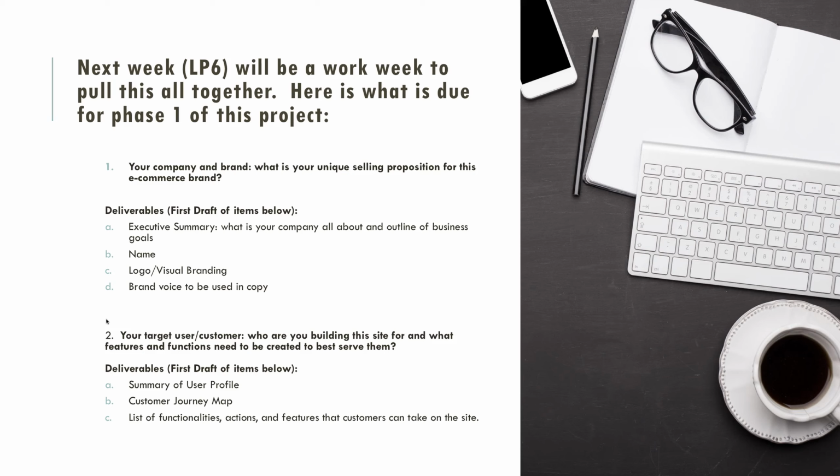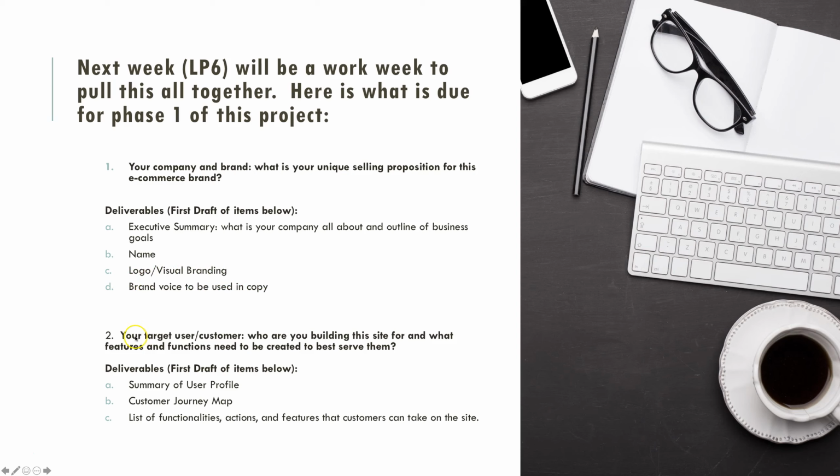And remember, in Blackboard, there is a document on phase 1. Basically, it's covering these first 2 points. Your company and brand, what is your unique selling proposition? What sets you apart from your competition? The deliverables that we need to see are your executive summary, the name you've come up with, your logo and visual branding, and again, this is the element that we're covering right now in LP5, week 5, and the brand voice to be used in the copy. Also, something we're hitting pretty hard right now in week 5.